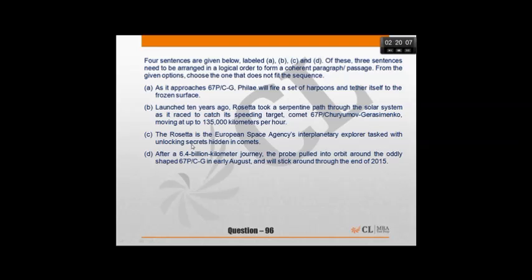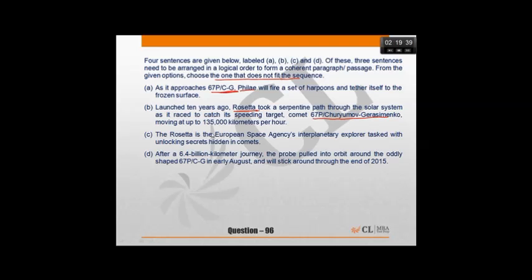96. Choose the one that does not fit the sequence. As it approaches 67P/C/G, Philae will fire a set of harpoons and tether itself to the frozen surface. Launched 10 years ago, Rosetta took a serpentine path through the solar system as it raced to catch the speeding target, Comet 67P. Okay, this is the same. But this is Philae and this is Rosetta.